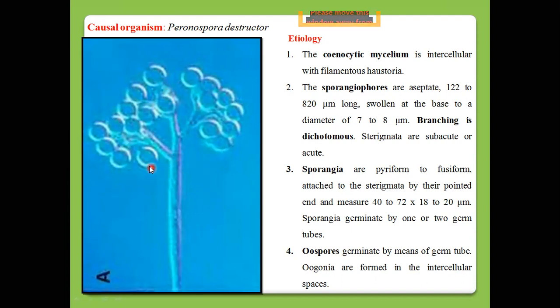The sporangia are pyriform or fusiform and attached to the sterigmata. Under favorable conditions, the sporangia germinate and produce biflagellate zoospores. Secondary infection takes place through sporangia and zoospores, which are disseminated from one place to another through wind or air currents and also with the help of moisture.